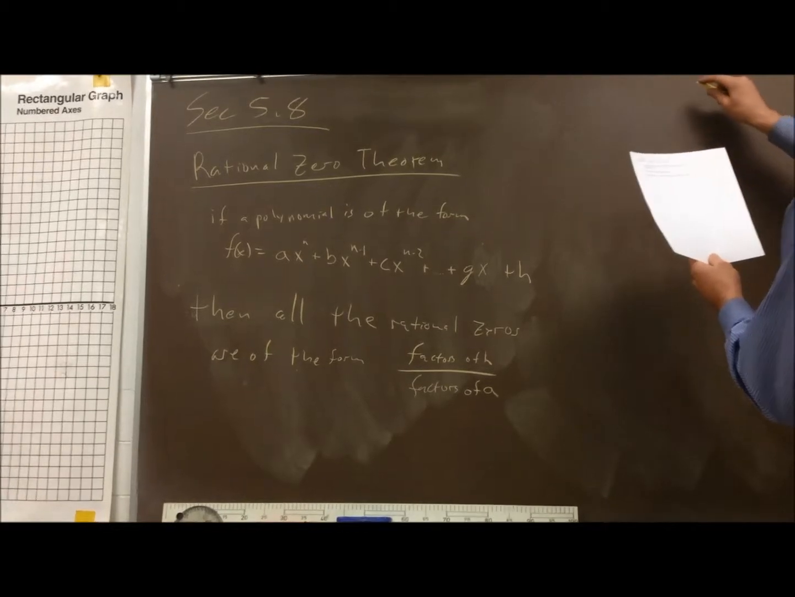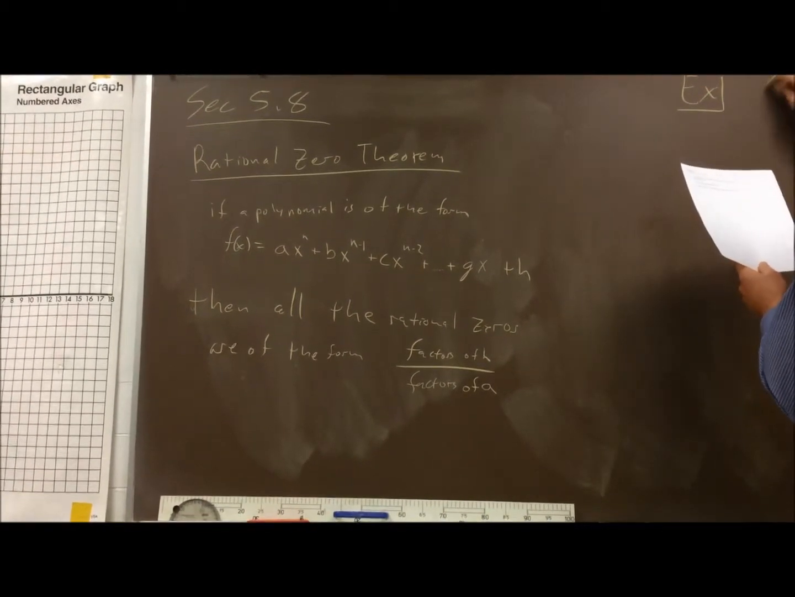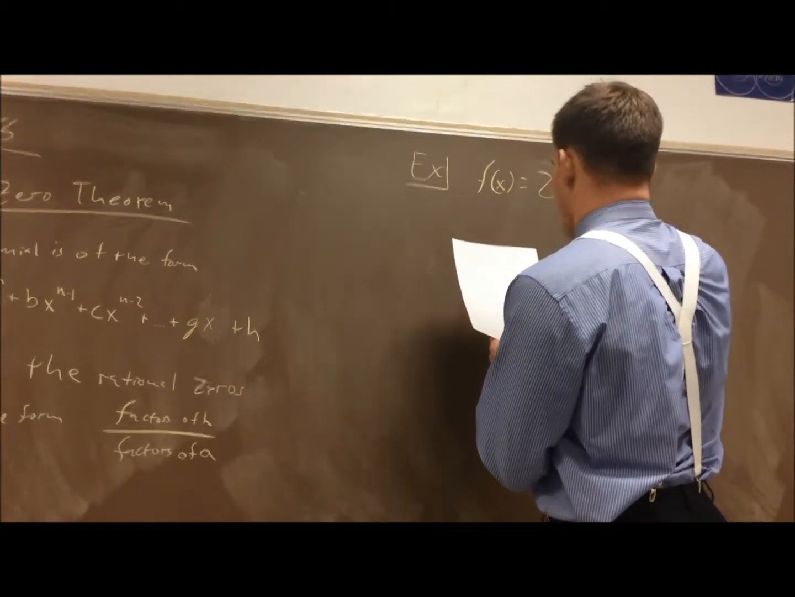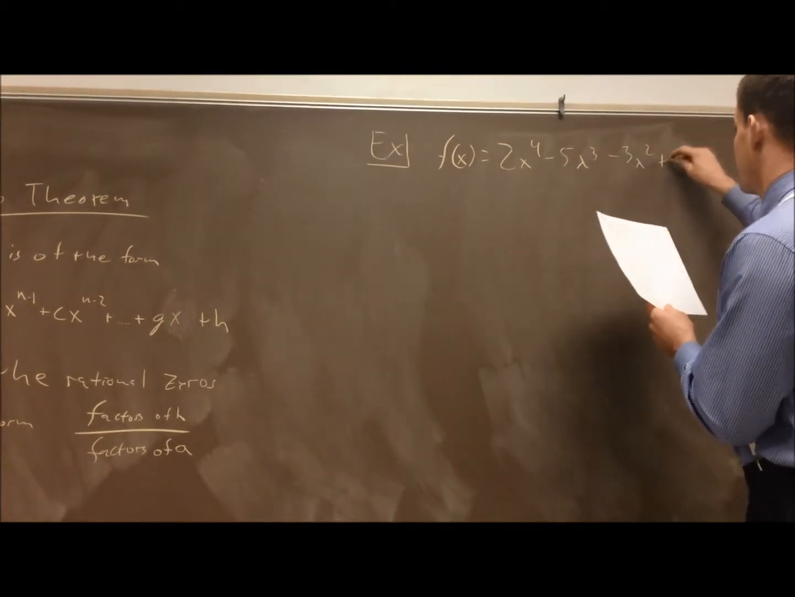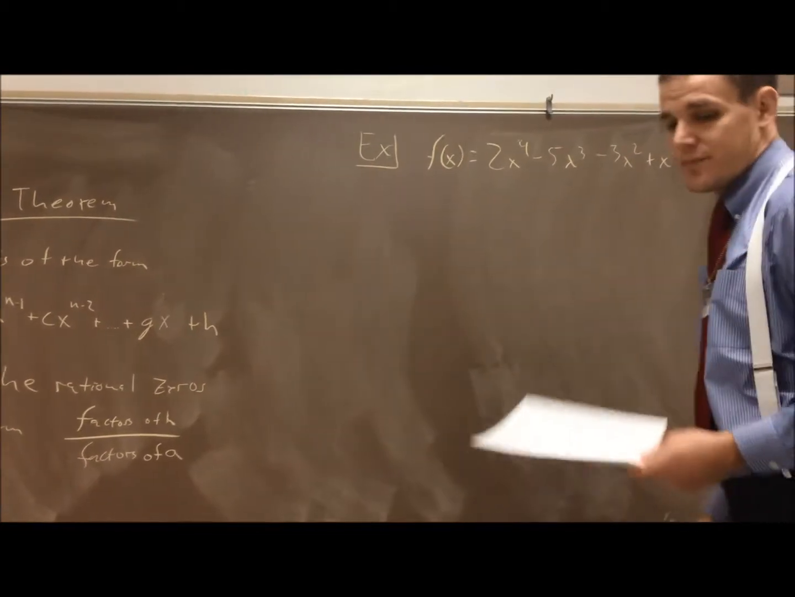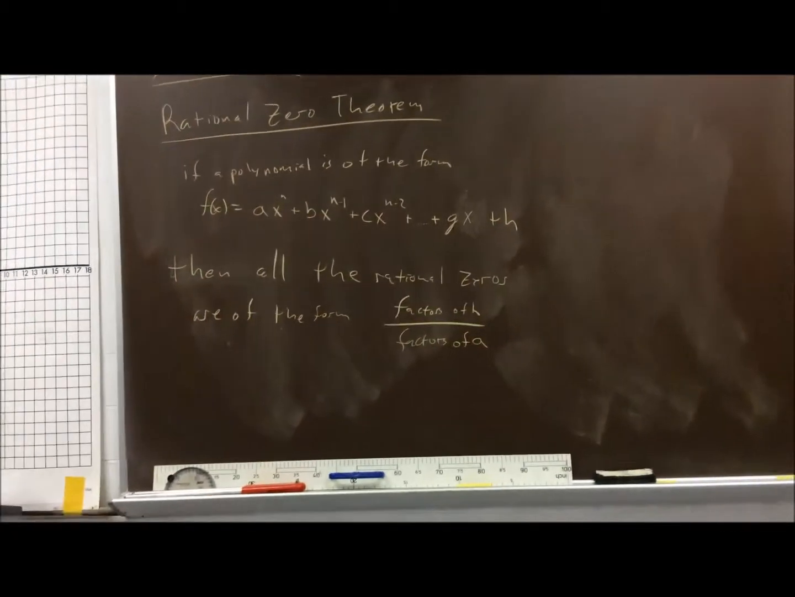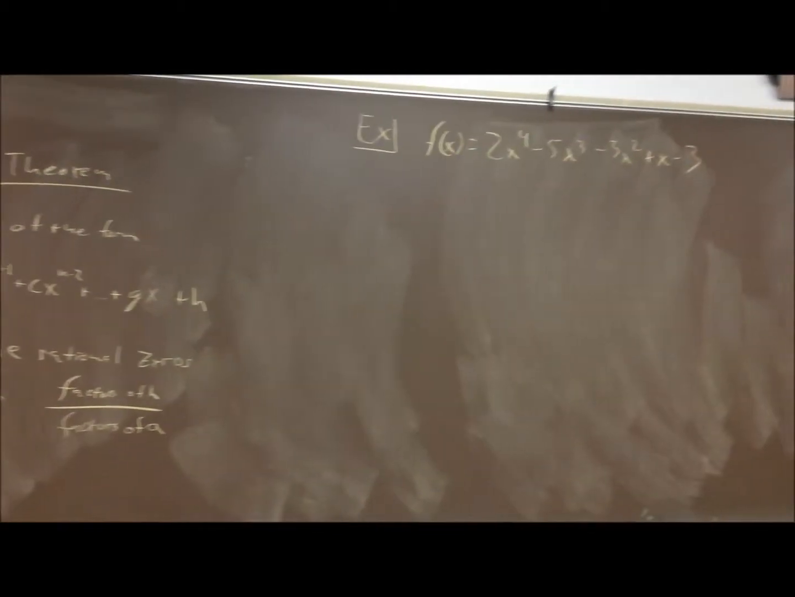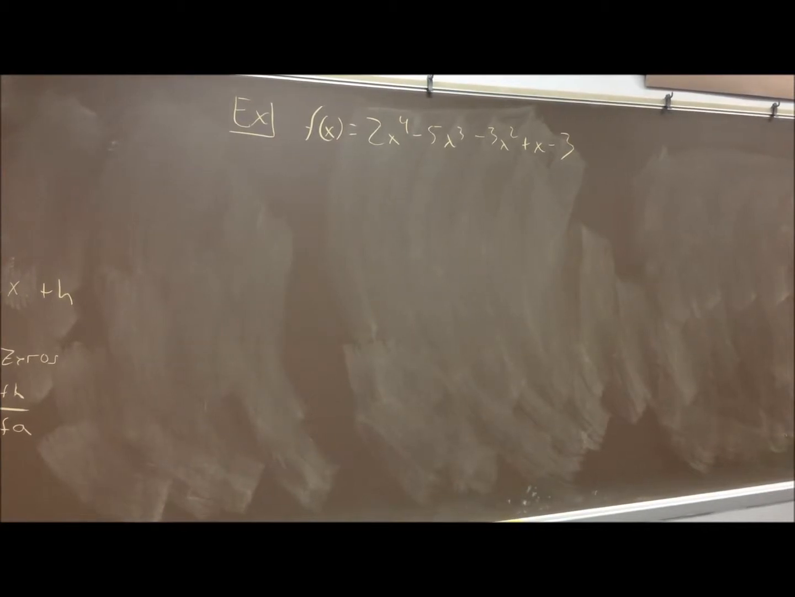So, for example, f(x) = 2x^4 - 5x^3 - 3x^2 + x - 3.